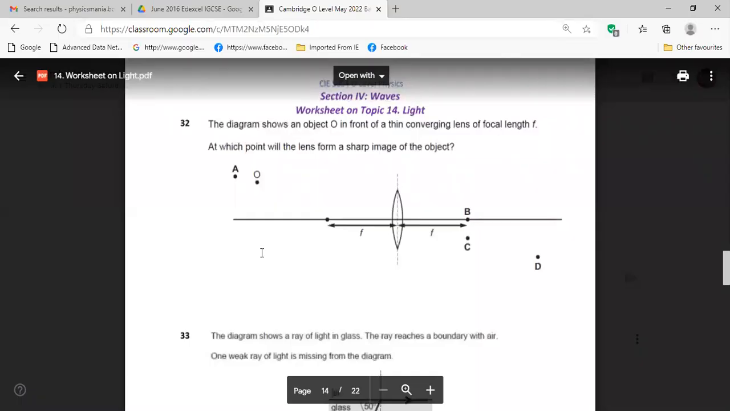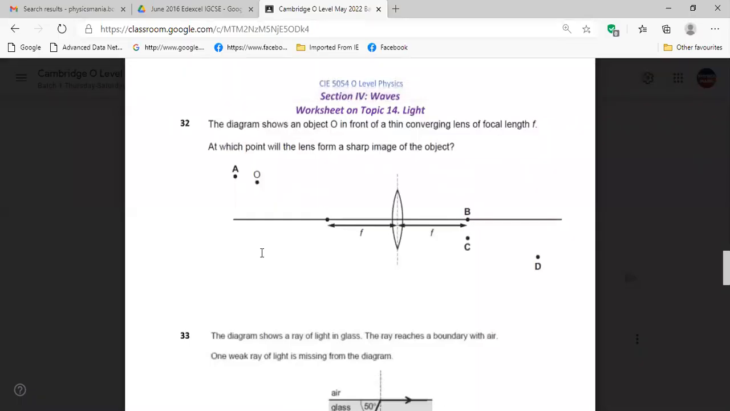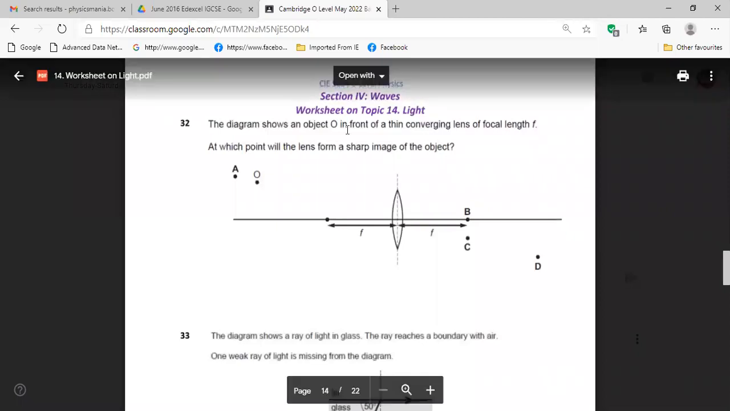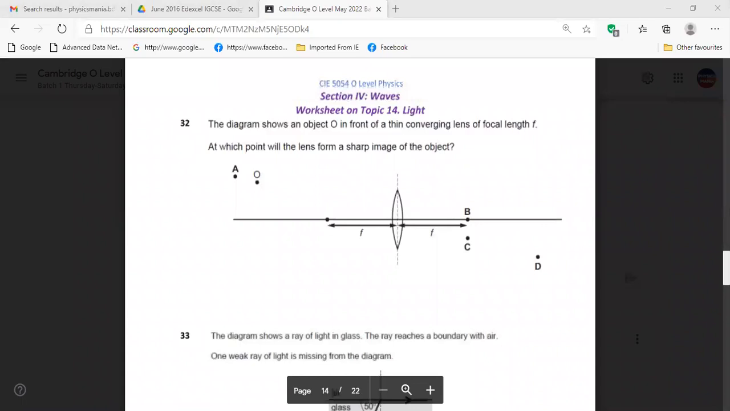What is the answer of 32? Monica is raising hand. What about others? If you know, you should also raise your hand, Mahi. Only Monica is raising hand. And then Mahi Khan is also raising hand.